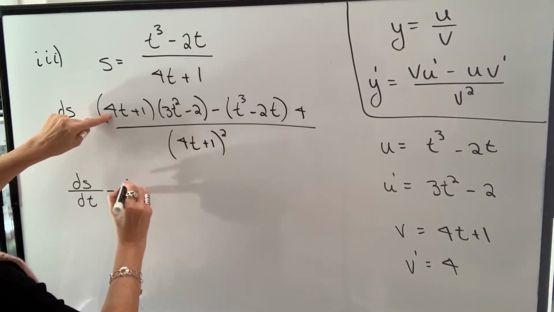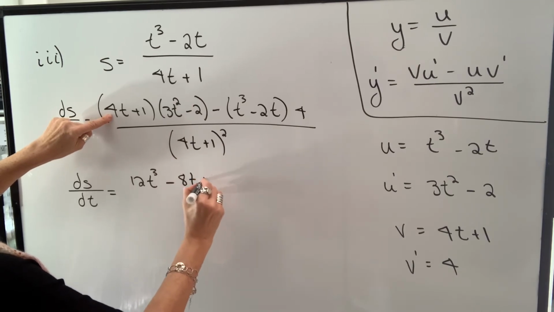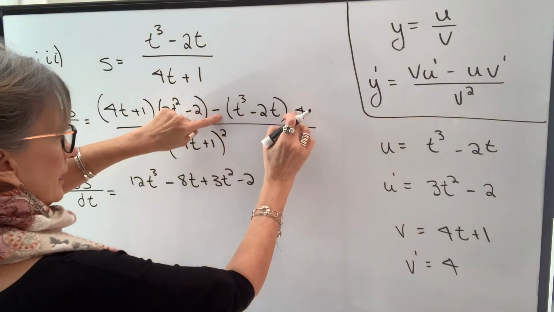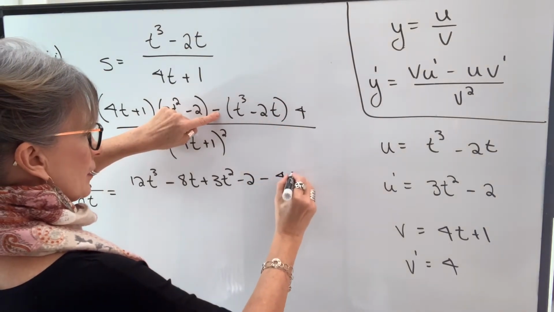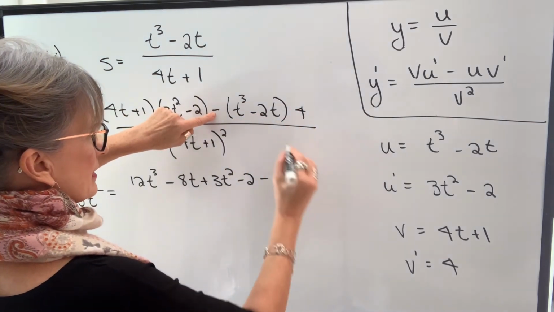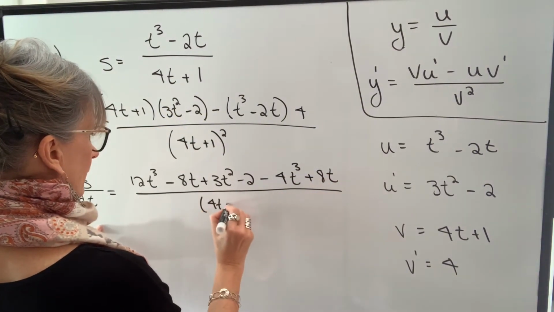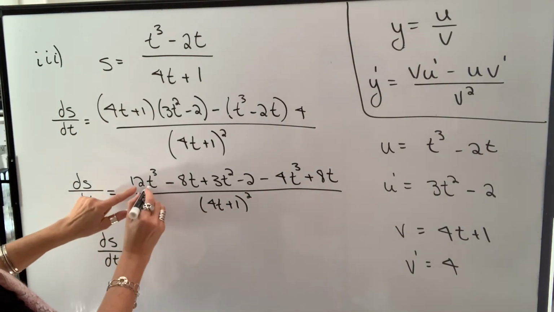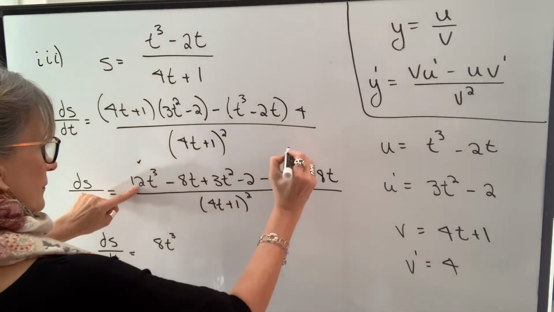So I'm going to FOIL this. I'm going to have 12t cubed minus 8t plus 3t squared minus 2. Then I expand here, and remember that negative has to be applied to both terms. So it's going to be minus 4t cubed, minus a negative is like adding a positive, so that's a plus 8t. Now I combine like terms. I have 12t cubed minus 4t cubed gives me 8t cubed. So I've got that term and that term.